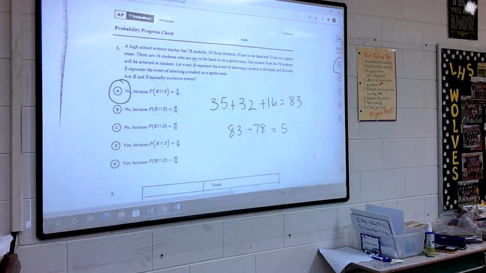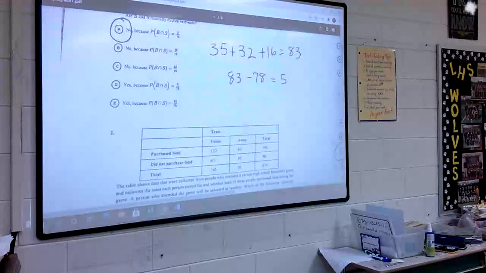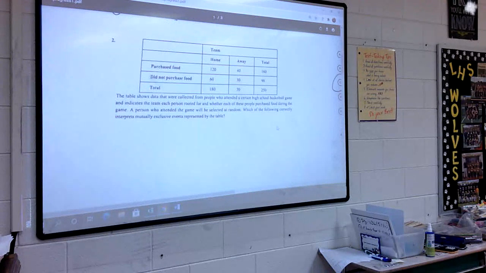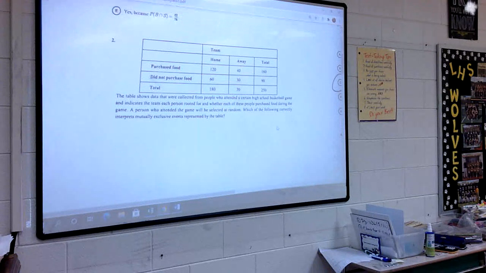And the way you figure out how many must be in both is you figure out how big is the difference from the 83 and the 78, and that's 5. So they're not mutually exclusive because there will have to be 5 students that are in both, because when you added them all together, it was over that 78. So there had to be 5 students in both of this. So that's number 1. Number 2, it says the table shows data collected from a game.